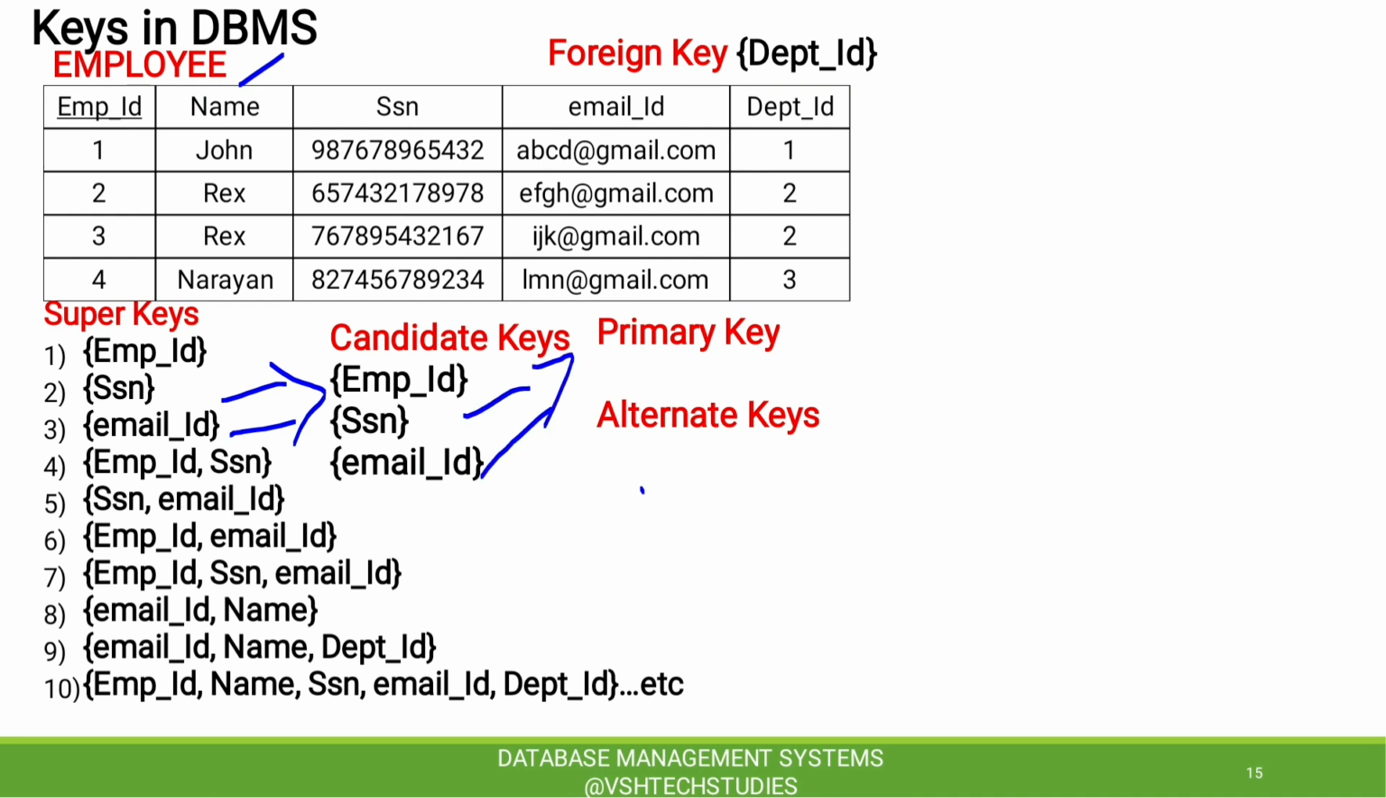So what are primary keys? Primary keys are the attributes or column names by the values of which we can identify any row uniquely. But the most important property of a primary key is that it cannot be null and it cannot have duplicate values.